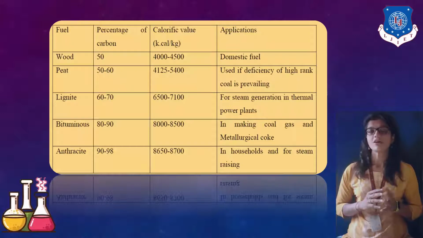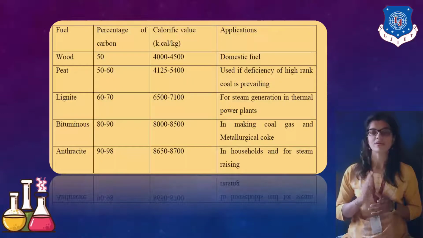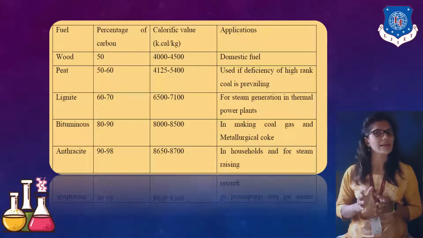Afterwards, the third one is lignite. So now let's talk about lignite. Lignite has approximately 60 to 70% of carbon present in it, and the calorific value ranges from 6,500 to 7,100 kilocalorie per kg. As you can see, the percentage of carbon has tremendously increased and the calorific value has also increased. Now let's see how their use has also increased. It finds its application for steam generation in thermal power plants. Again, it gives rise to a very high amount of energy, so it is widely used in thermal power generators.